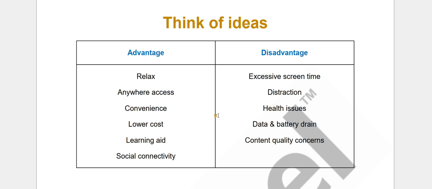Lower cost, what I mean by that is, many games are online games that are free to play. Similarly, there are many platforms that let you watch movies for free, so it reduces your overall cost. So you just have to pay for the data and the mobile phone. Other things are free. Learning aid, certain games help you improve your reflexes.